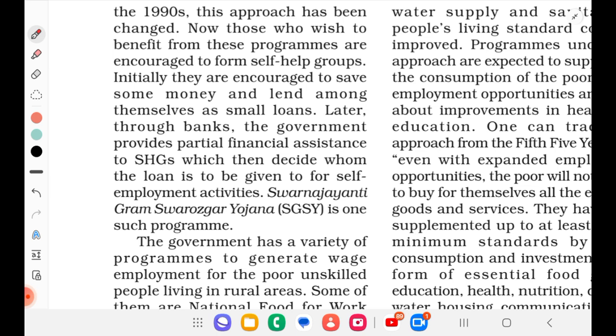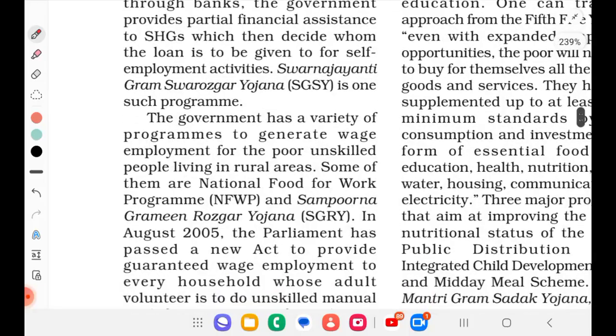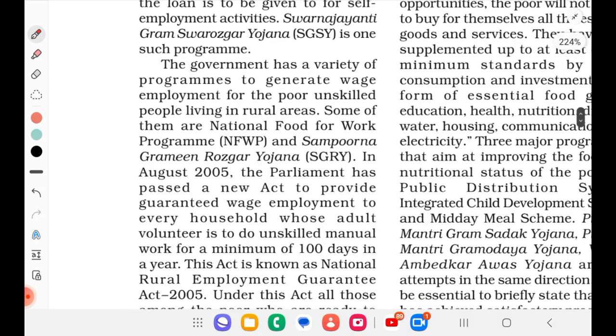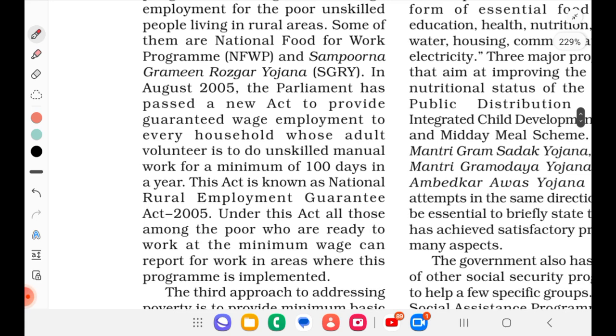Swarna Jayanti Gram Swarojgar Yojana is one such program. The government has a variety of programs to generate wage employment for the poor, unskilled people living in rural areas. Some of them are National Food for Work Program and Swarna Gramin Rozgar Yojana. In August 2005, the Parliament passed a new act to provide guaranteed wage employment to every household whose adult volunteer is to do unskilled manual work for a minimum of 100 days in a year. This act is known as National Rural Employment Guarantee Act 2005.